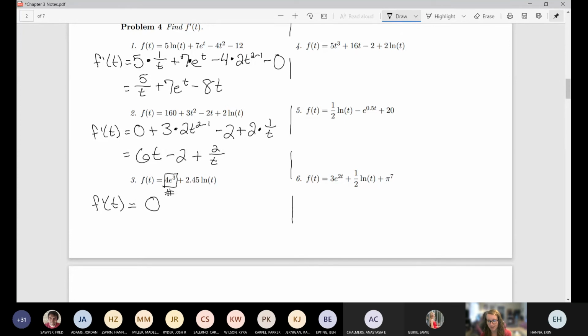I like to do that a lot. Nudge, nudge, wink, wink. And then for the derivative of 2.45 times the natural log of t, that 2.45 comes along for the ride. And I'll bring in my multiplication symbol. And then the derivative of natural log of t, 1 over t. So if we want, we can rewrite this as 2.45 over t.